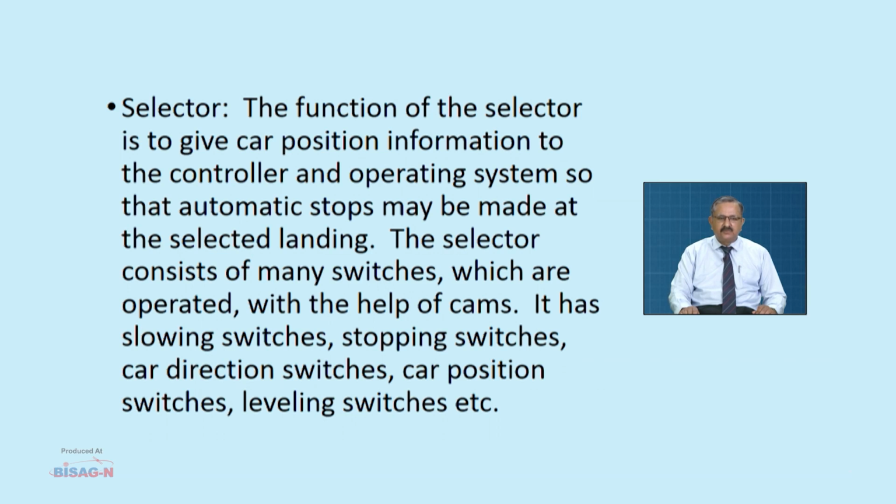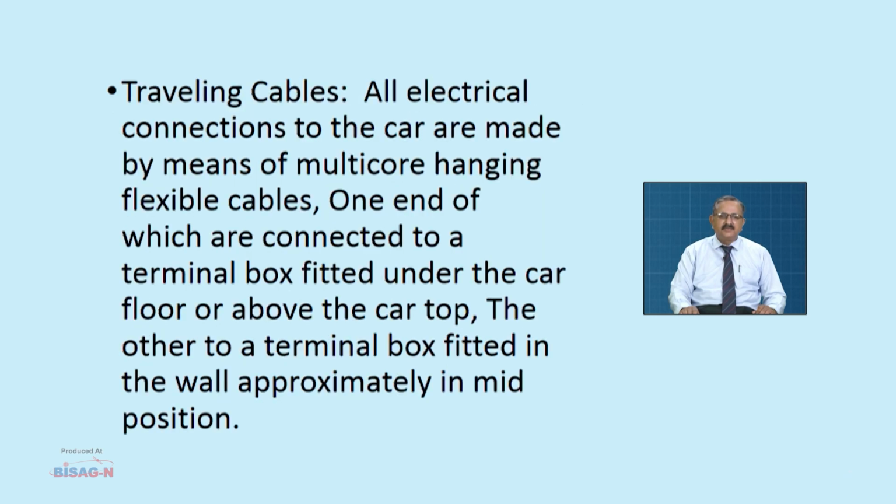The selector consists of many switches. It has slowing switches, stopping switches, car direction switches, car position switches, leveling switches, etc. Next item is traveling cables. All electrical connections to the car are made by means of multi-core hanging flexible cables. One end of the cable is connected to a terminal box fitted under the car or above the car top. The other end is connected to a terminal box fitted in the wall approximately in mid position.